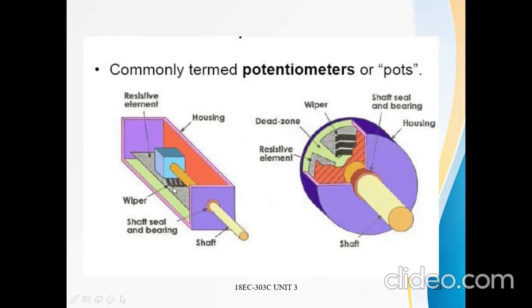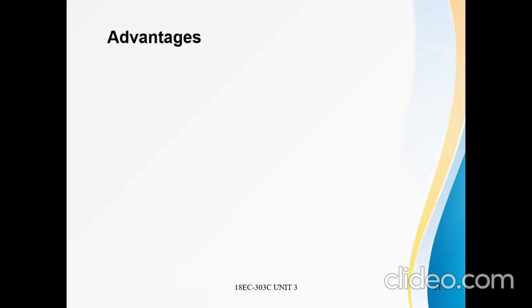Here, this is the resistive element. This is the wiper. Based on the wiper, the resistance varies. What are the advantages of potentiometric transducers? It is inexpensive, the cost is less, and it is simple to operate. By simply varying the wiper, we can measure the displacement.